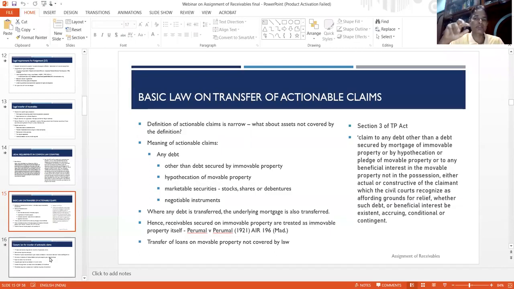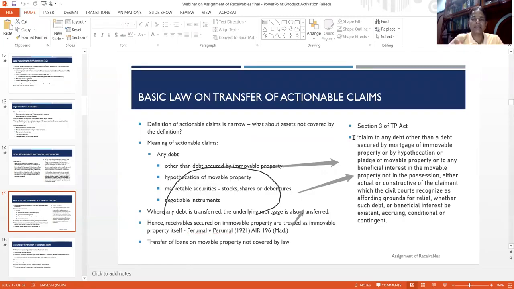That's how the TP Act has a provision on actionable claim. But the way actionable claim is defined in the TP Act, the definition could be very, very narrow. For example, let's just see the section. It says: claim to a debt other than a debt secured by mortgage of immovable property, or by hypothecation or pledge of movable property. A claim which is other than a debt secured by mortgage of immovable property.